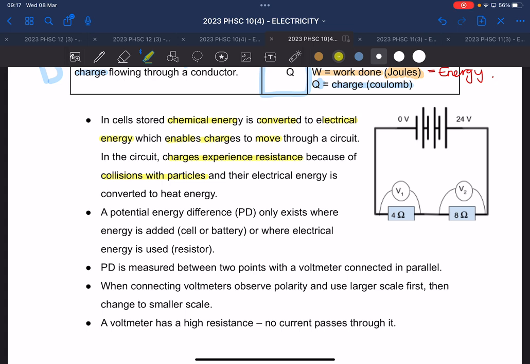Collisions is when they collide, like, I don't want to say a fight. All right. And because there's collision with particles, the electrical energy is converted into heat energy. Okay. So when you clap your hands a lot, right? After a while, you will feel your hands become warm. All right. So when there are collisions, it changes into heat energy.